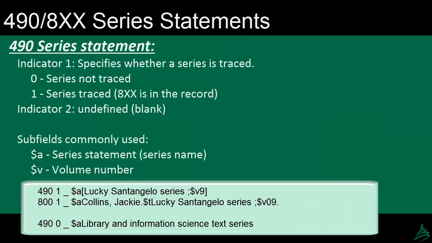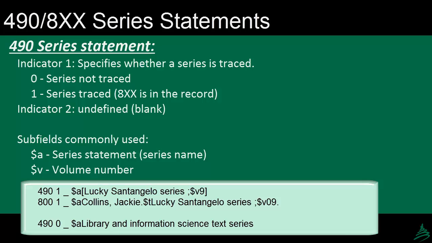The next important thing I want you guys to all look at is your series statements, or your 400 or your 4XX fields. In Evergreen, we are using the 490 as a series statement, and your first indicator in the 490 specifies whether or not the series is traced. And the first question you're going to say is, how do I know if it's traced?